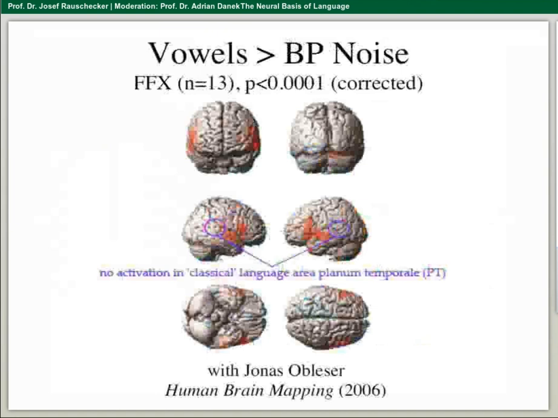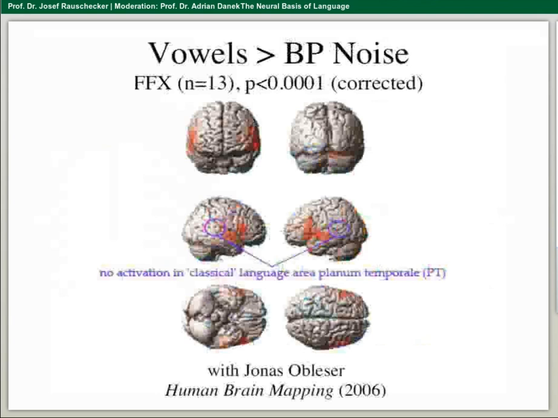Jonas did some of his first speech studies in my lab, and found that simple speech sounds like vowels, as we use them in some of our other studies, are better stimuli than bandpass noise, as you might expect in some of these speech areas, and they activate those anterior regions again that we first identified in the monkey and then in humans as well.